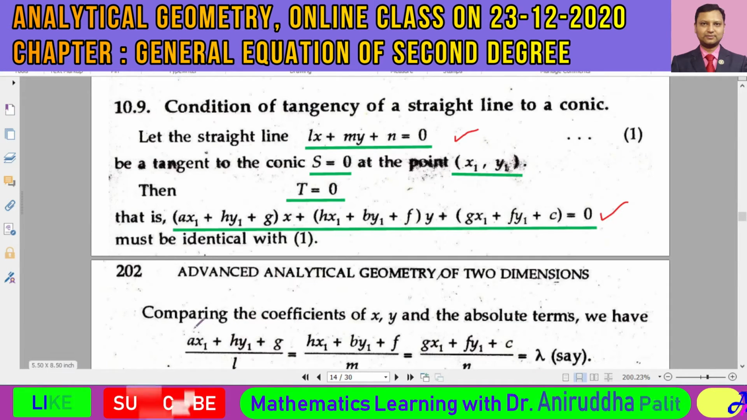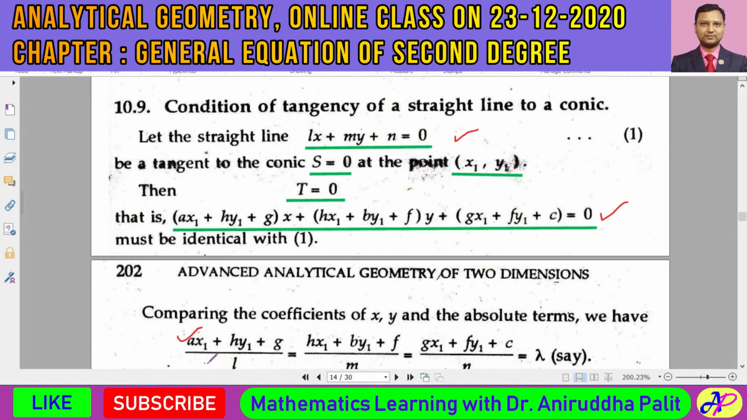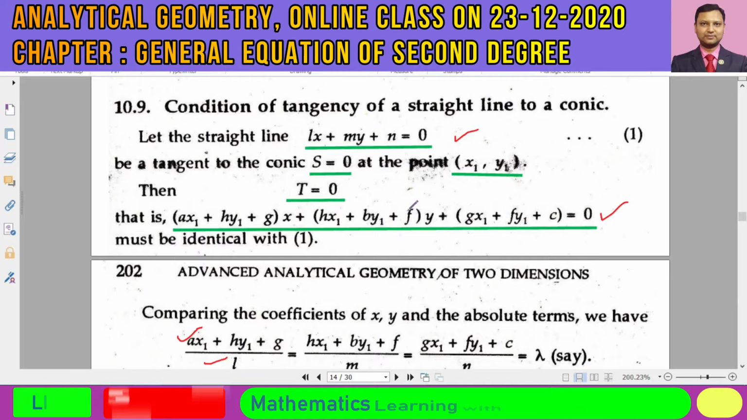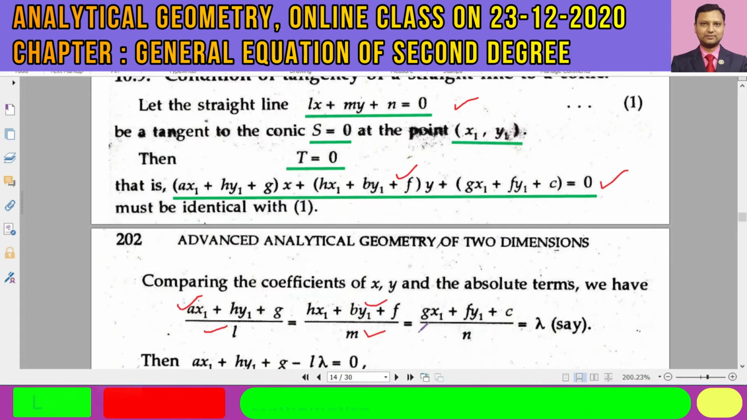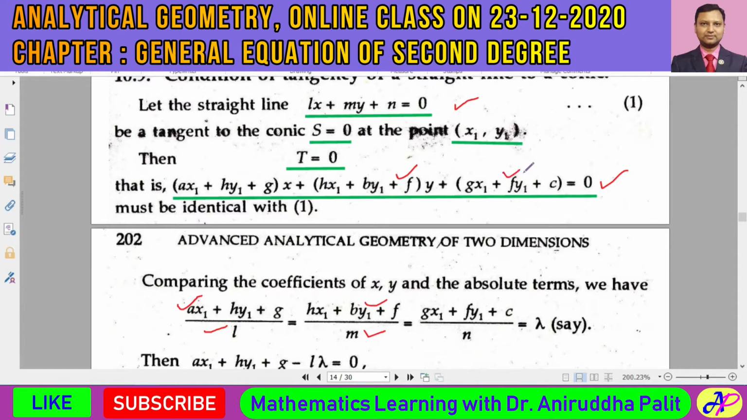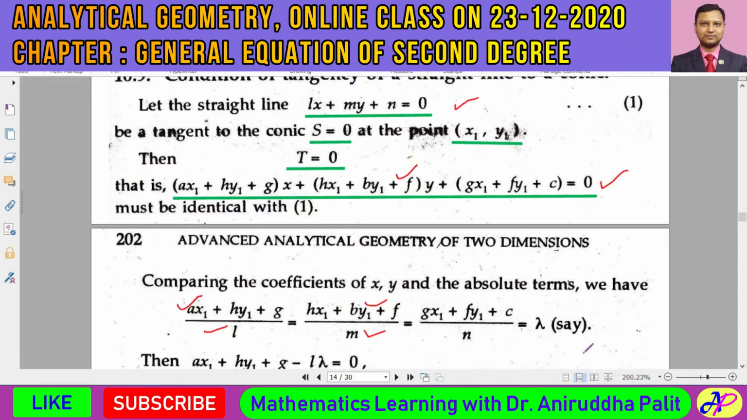So the coefficient of x obtained from the second equation divided by the coefficient of x obtained from the first equation, this ratio must be equal to the ratio of the coefficient of y, that means hx1 plus by1 plus f divided by m. Again, the constant term divided by this n. All these three should have the same value. Let us call this common value lambda.